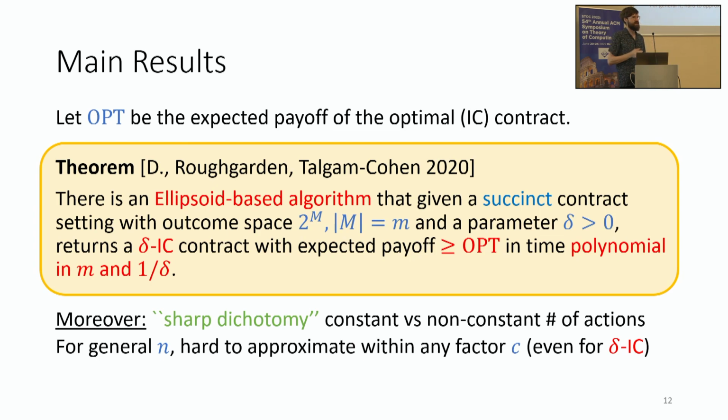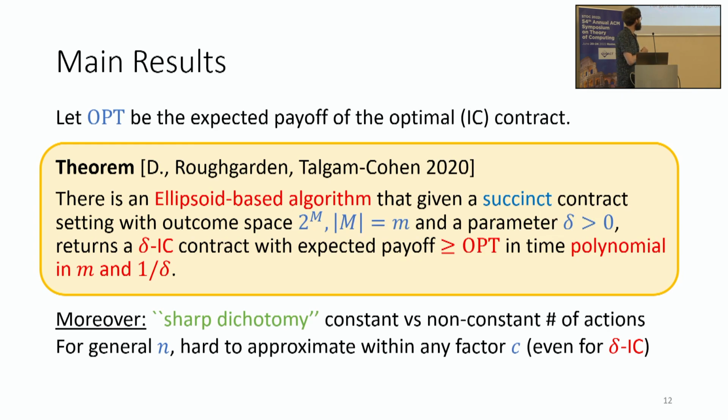I think that's also an independent nice contribution here, because delta IC was very influential and important for algorithmic mechanism design. Okay, so all of this is polynomial in M, the basic outcomes, so logarithmic in the outcome space, and 1 over delta. It's not polynomial in N, so this is only for constantly many actions.